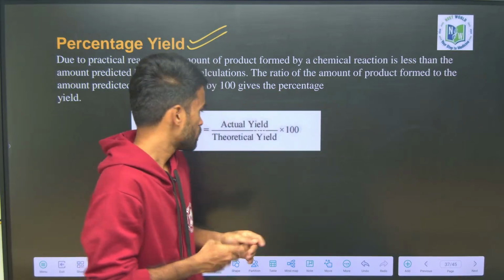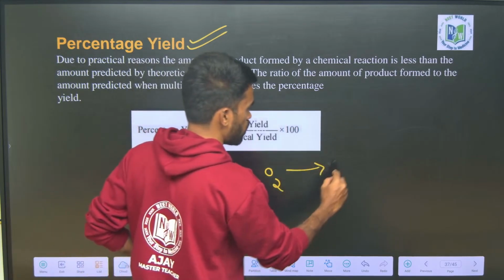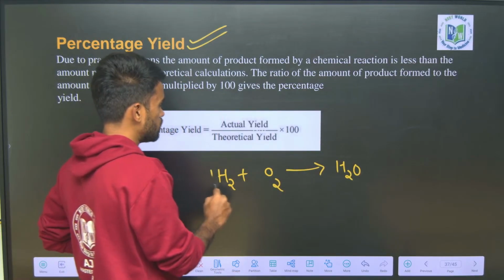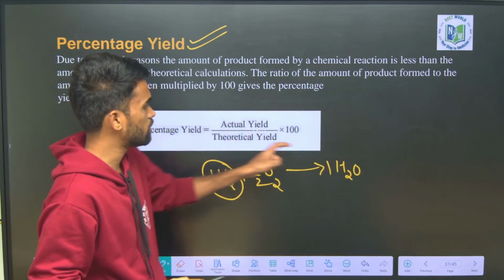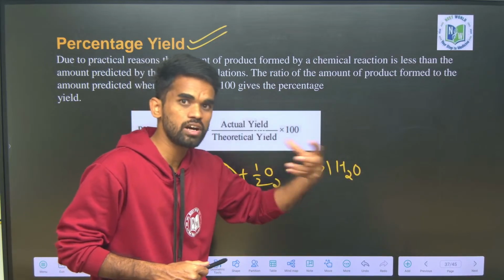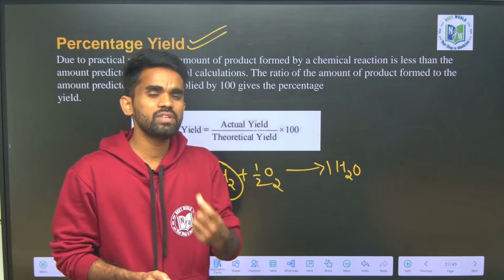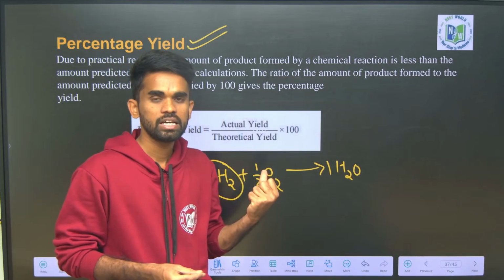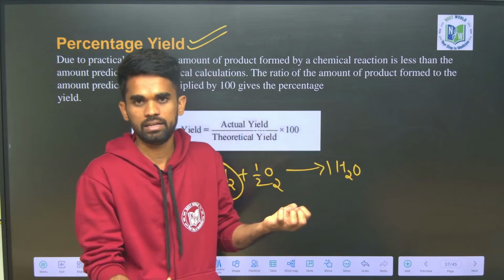So for example, we are saying H2 plus O2 gives rise to H2O. Okay, so as per the balanced equation, for every 1 mole of H2 we will get 1 mole of H2O. This is the theoretical calculation, the amount of product formed. But when it comes to practical data, most reactions will not give the same quantity as the theoretical yield. It means the experimental yield will be observed to be lower than the theoretical yield.